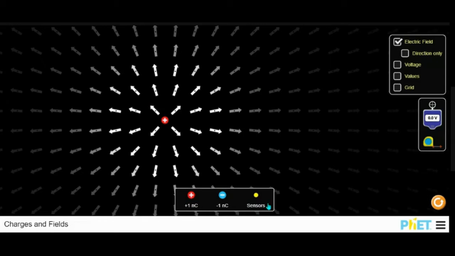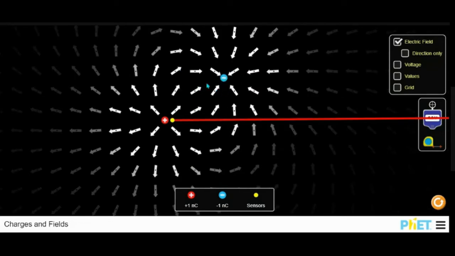So let's put a sensor. The sensor would tell us the direction of the electric field. So if I'm going to place it here or here and anywhere. Okay, so let's place a sensor here. Now, I'm going to add an electron or a negative charge of -1 nanocoulomb on this side. Now, notice that some of the electric field lines are pointed towards the negative charge.